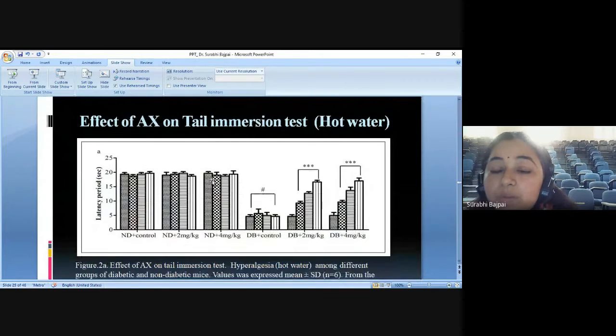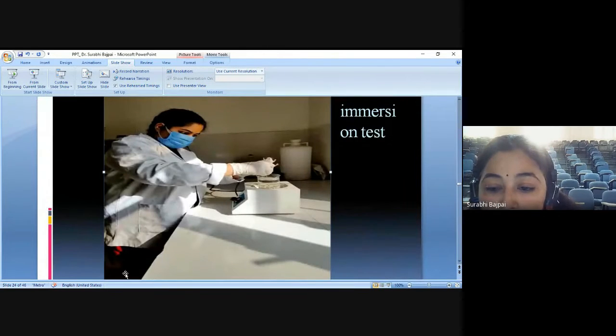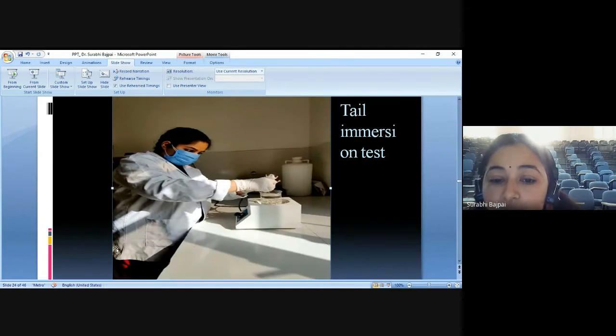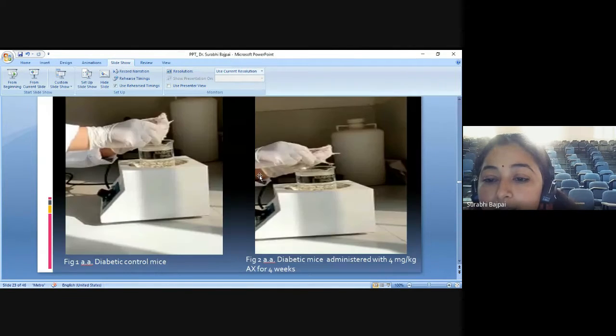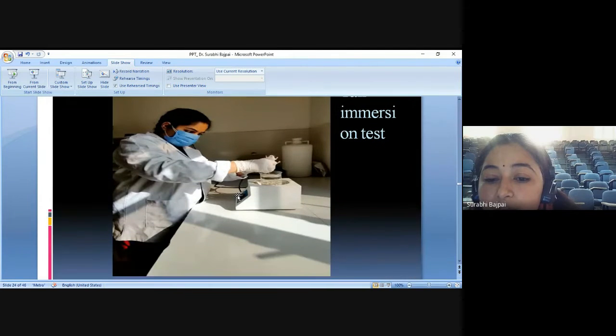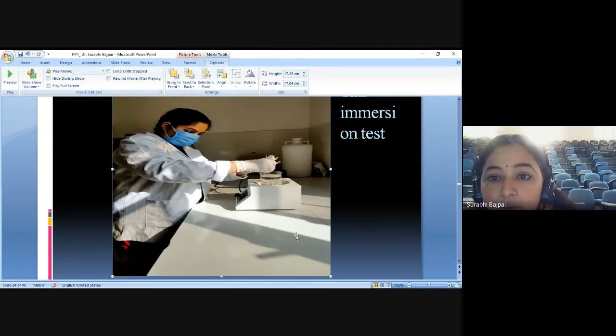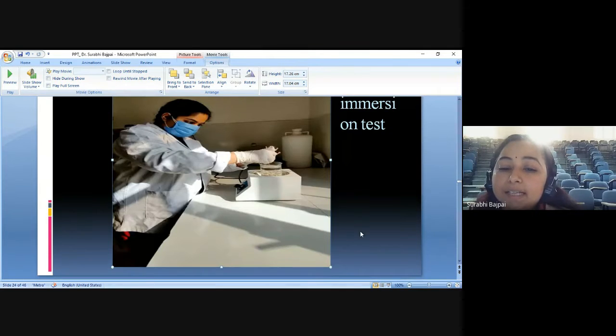I think it cannot be shared. Let me just see whether it can be shared. So we have also conducted this test in our laboratory using a video clip, but I think that is not playing. I'll show you this in another format when we see. So this was the test which was conducted.